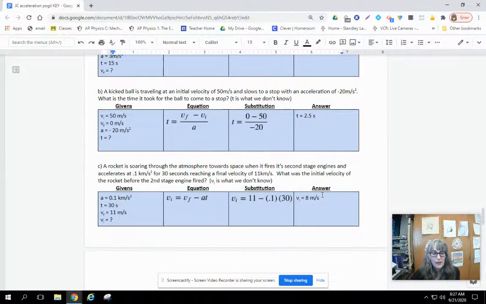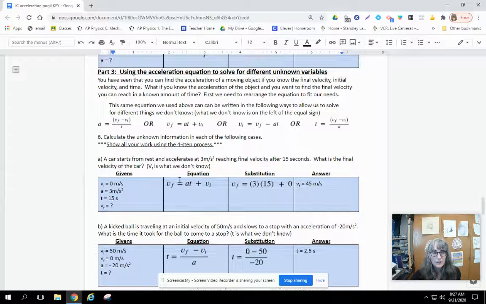C. A rocket is soaring through the atmosphere towards space when it fires its second stage engines and accelerates 0.1 kilometers per second squared for 30 seconds, reaching a final velocity of 11 kilometers per second. All right, lots of stuff here. We've got 0.1 kilometers per second squared, that's an acceleration. Got 30 seconds, that's time, because seconds is a time unit. We have a final velocity of 11 kilometers per second, that's our VF, and we're looking for VI.